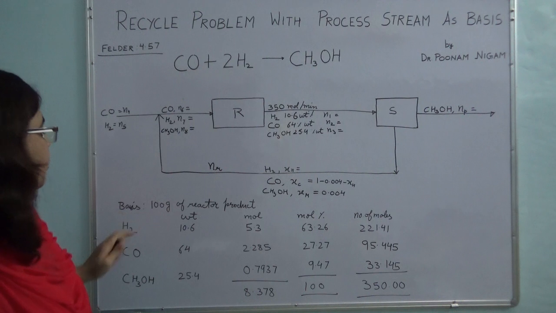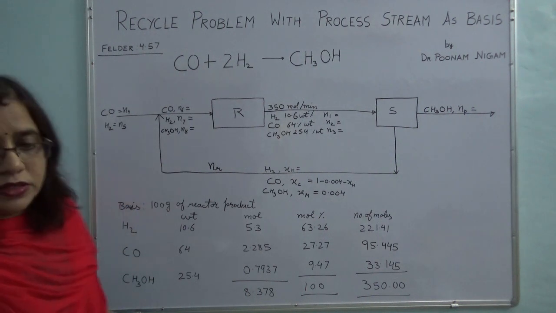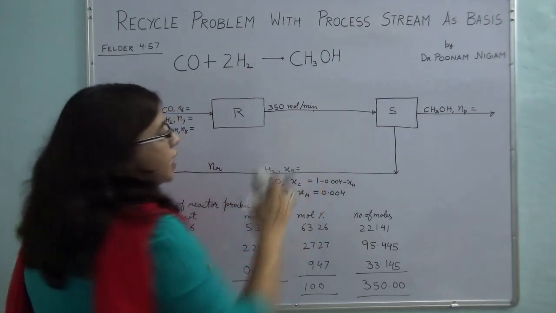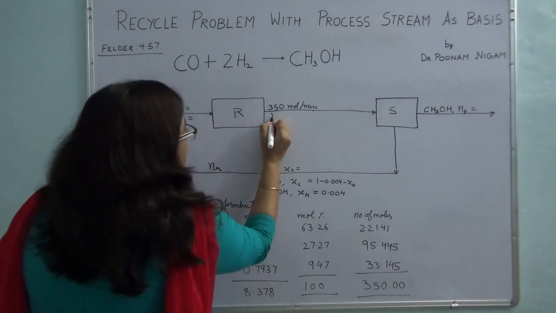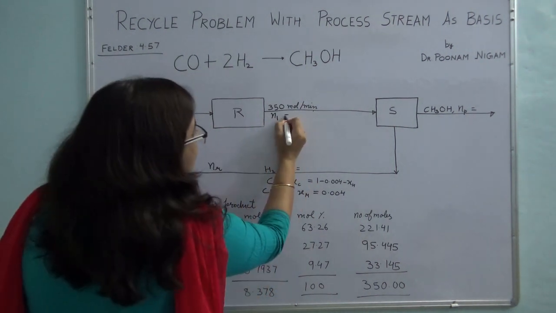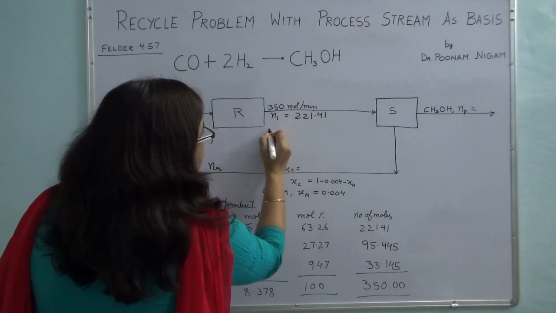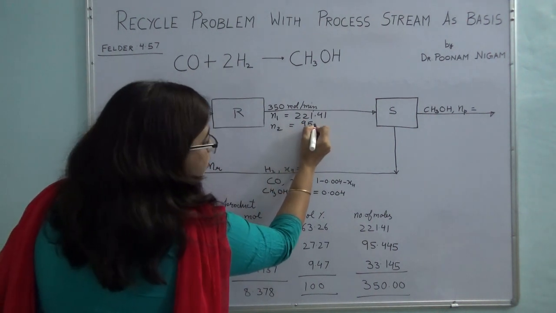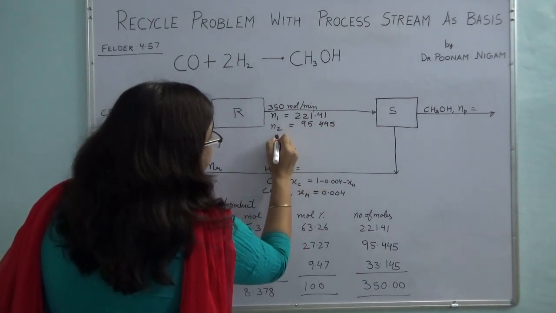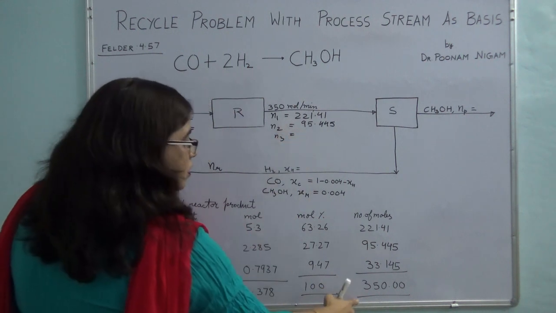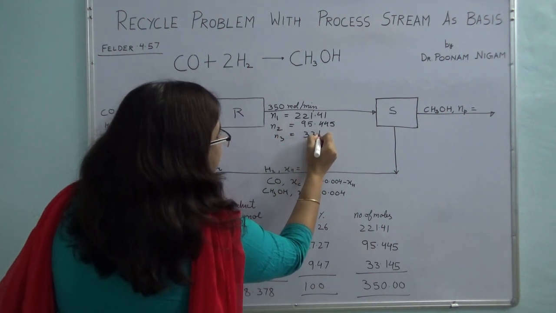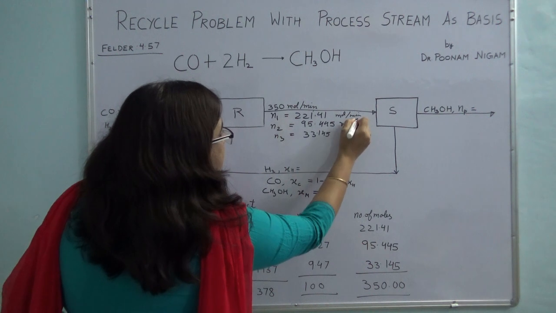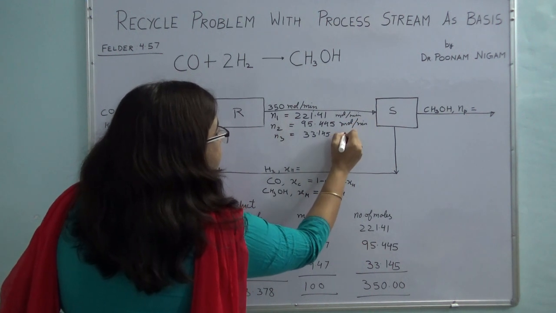So I have for hydrogen, now I will update my flow sheet. Okay, and then we will start solving the problem. So my N1 is equal to 221.41. Then my N2 is 95.445 and my N3 is 33.145, and all these are in moles per minute. Okay, just remember the units.